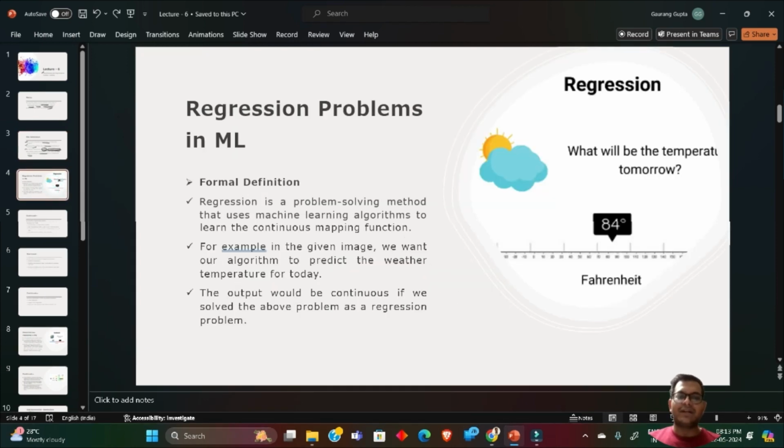So let's move on to next part, which is regression problems in machine learning. Formal definition says that it is a problem solving method that uses machine learning algorithms to learn continuous mapping function. So an example of this is predicting the temperature of a place. Like today temperature can be 21.75, tomorrow it can be 24.01 and anything like that. Now the output is continuous. So this problem, the temperature predicting problem becomes a regression problem.